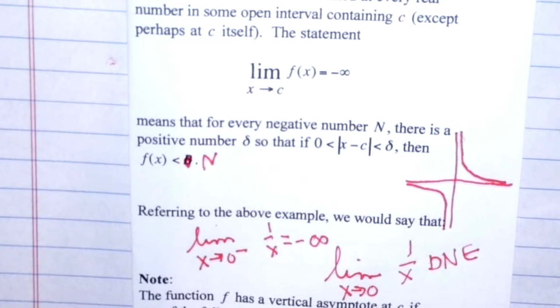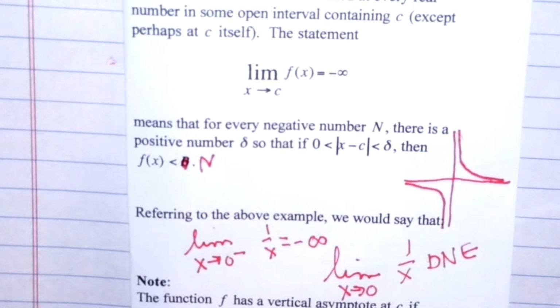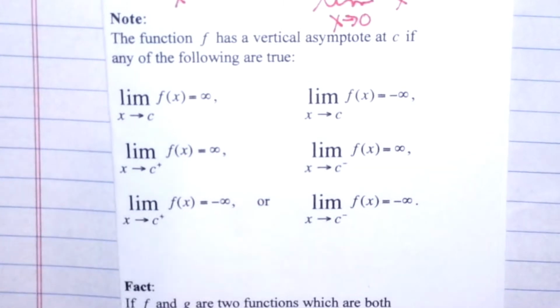A second observation I want to make is that this function 1 over x has a vertical asymptote at 0. So vertical asymptotes are all tied up very closely with infinite limits. In fact, here's a note that connects the two.